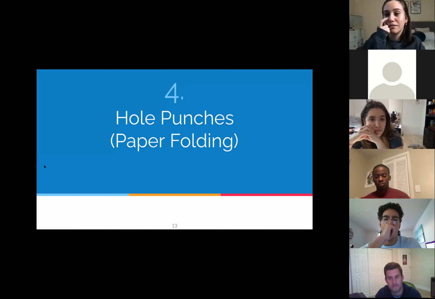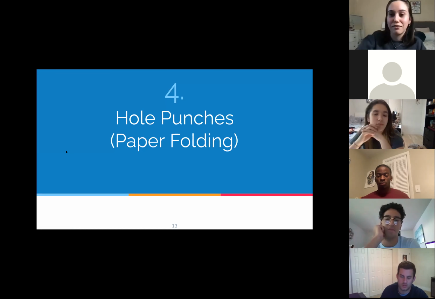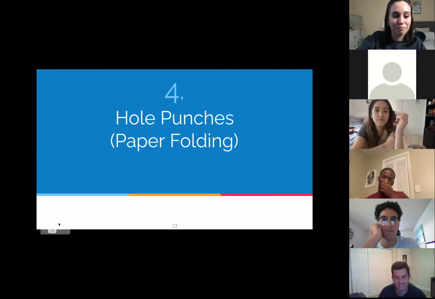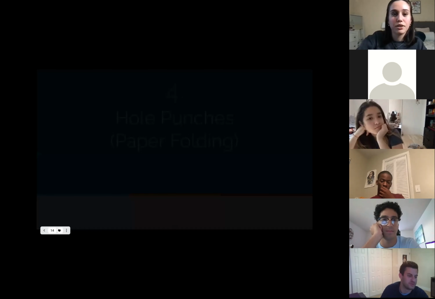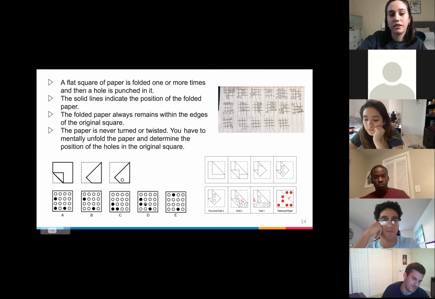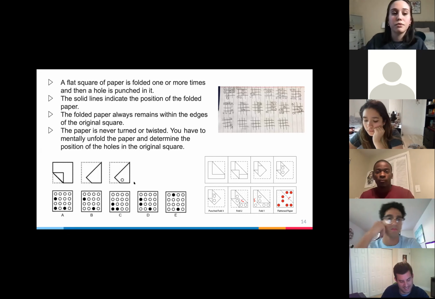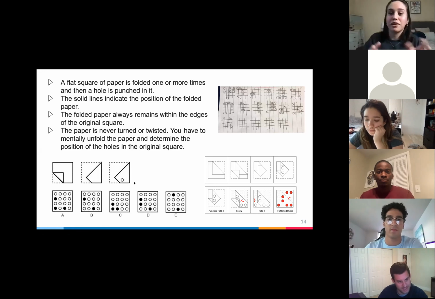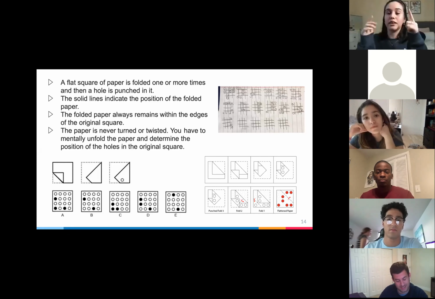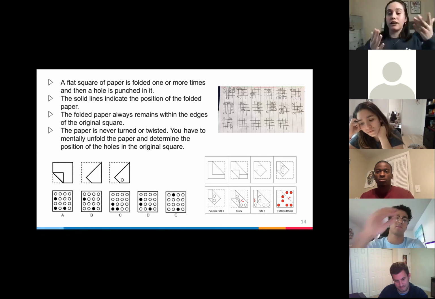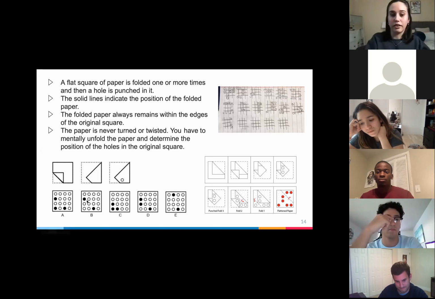So, hole punching. To me, this is the easiest section ever. It's one of the ones that you can get done super fast. It's pretty simple. Down here is what a typical hole punching question looks like. It's pretty much like a Post-it note. They fold it and then they hole punch it. Then in your mind, you have to unfold it and see where the holes are going to be located in this little grid right here.